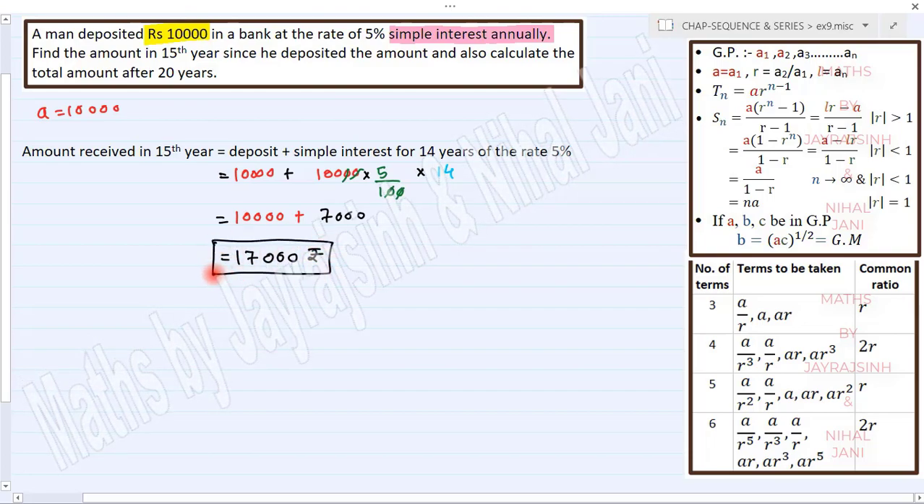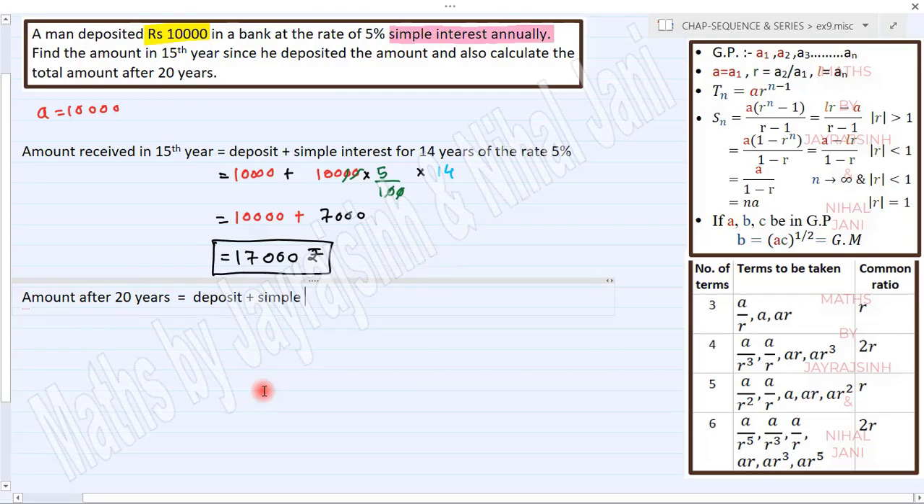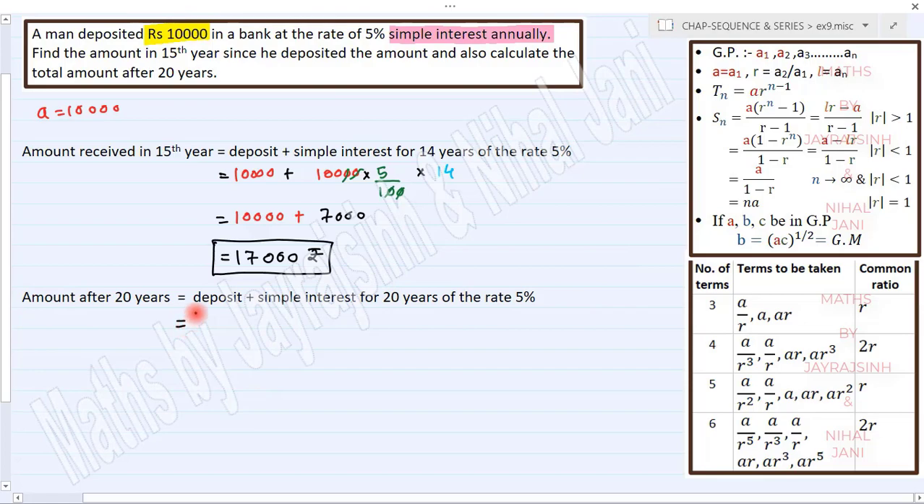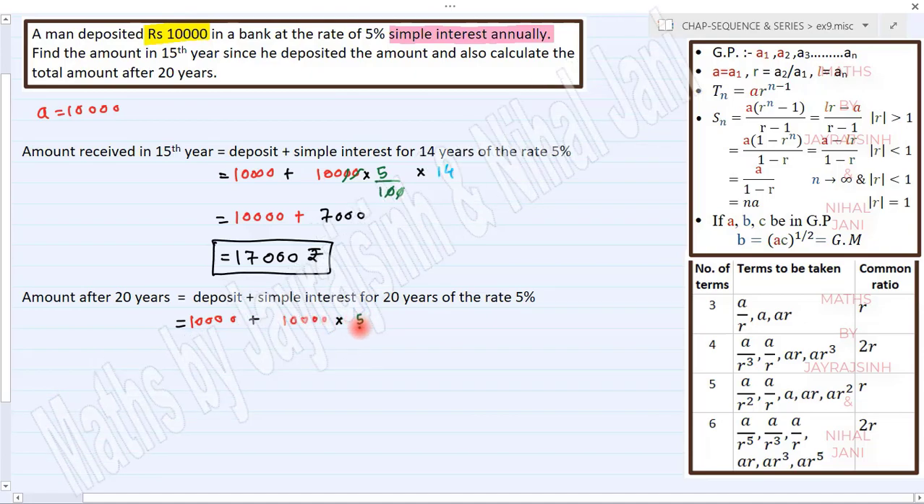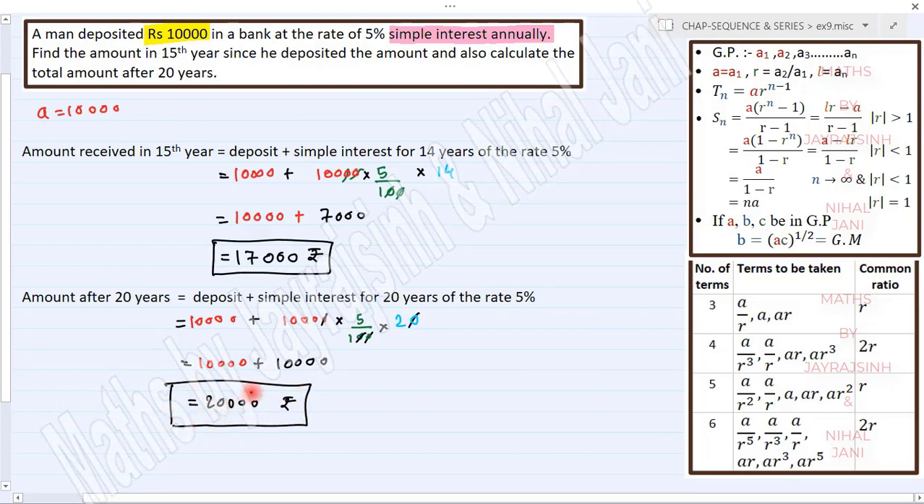Is your first answer. Now, let's calculate the amount after 20 years. Using the same formula, deposit plus simple interest for 20 years at the rate of 5%. So your deposit is 10,000, then simple interest on 10,000 at the rate of 5%, or we can say 5 by 100 for 20 years will be calculated as 10,000. So it will become 20,000 rupees. Is your second answer. Ta-da!